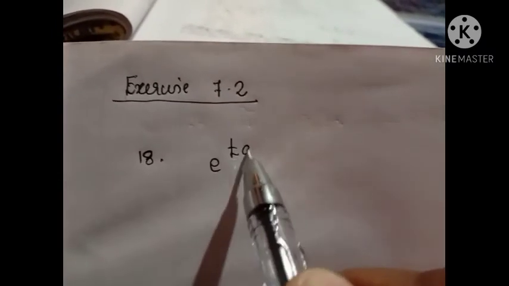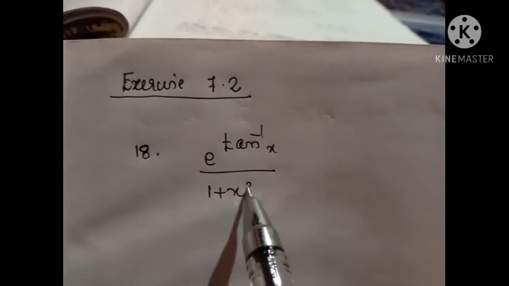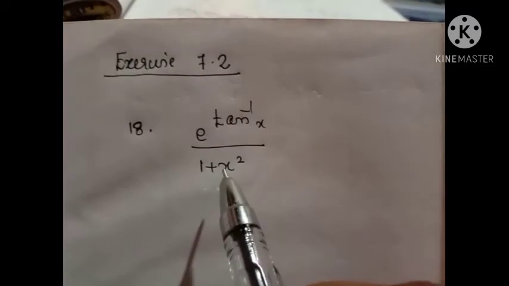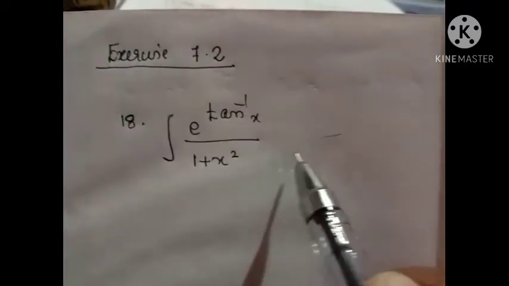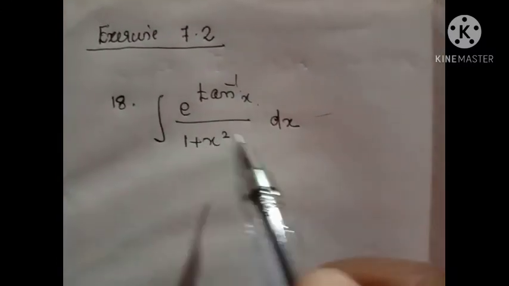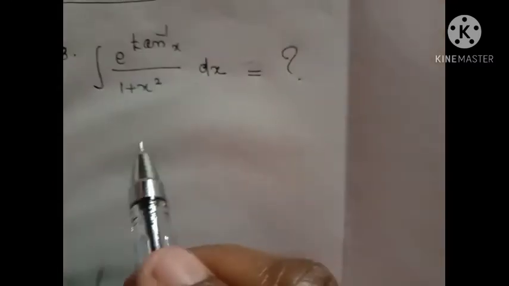Question number 18. e raised to tan inverse x by 1 plus x square. The question is: integrate e raised to tan inverse x by 1 plus x square with respect to x. That is, integral e raised to tan inverse x by 1 plus x square dx equal to. Thus we need to find.